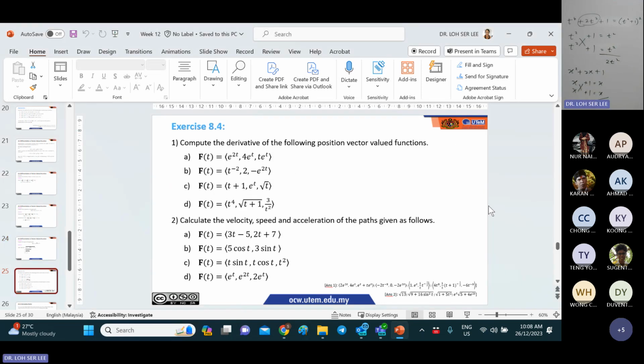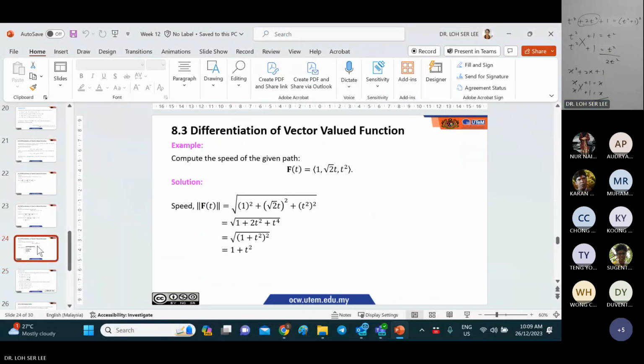Exercise again. Compute the derivative of the following position vector valued function. We just want the first order derivative. And number 2, you need to compute the velocity, the speed, and the acceleration. Velocity means f prime. Acceleration means f double prime. The speed means the magnitude of f prime.